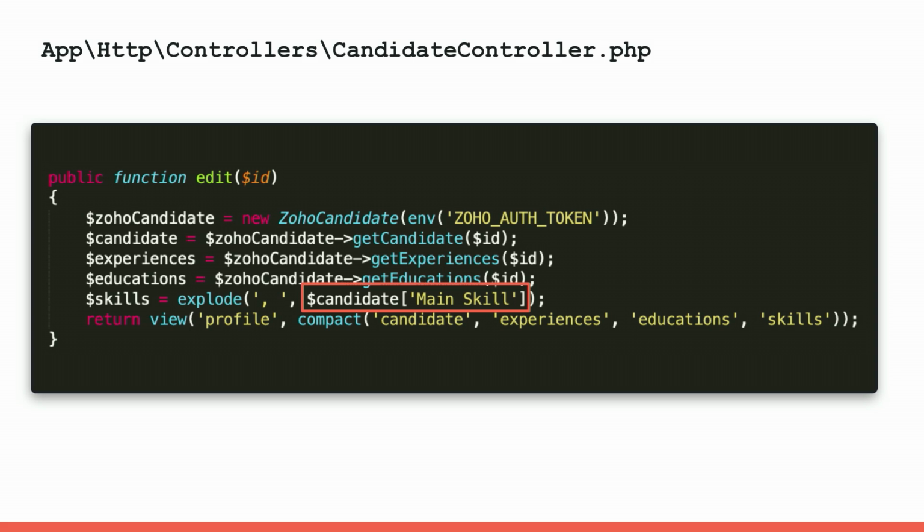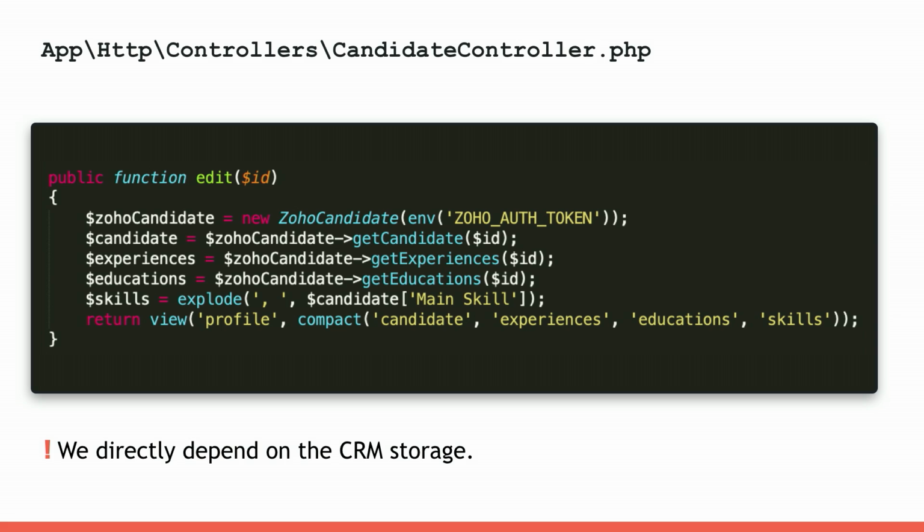So basically, this is not standard at all. When we move things to our local database, we would probably have to go ahead and delete all of this and change it with our new naming conventions. So this is the first red flag. We directly depend on the CRM storage and on their implementation of things.